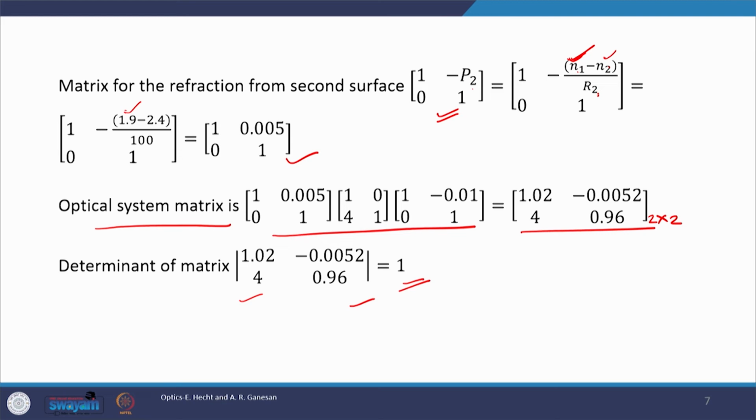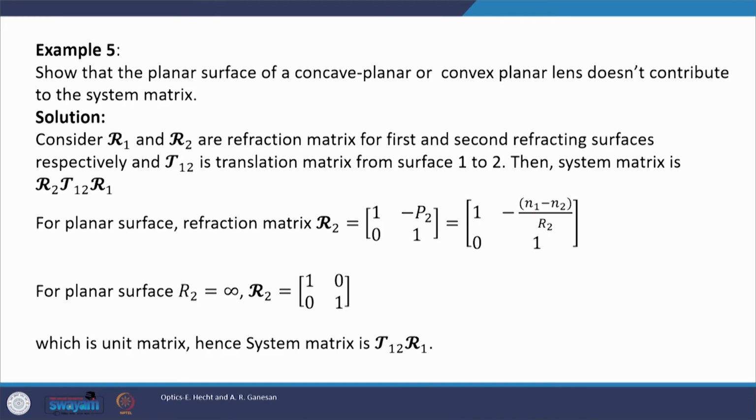Then we will move to the next problem, which is problem number 5, example 5, and the statement is: show that the planar surface of a concave planar or convex planar lens does not contribute to the system matrix. I will explain the question for you.